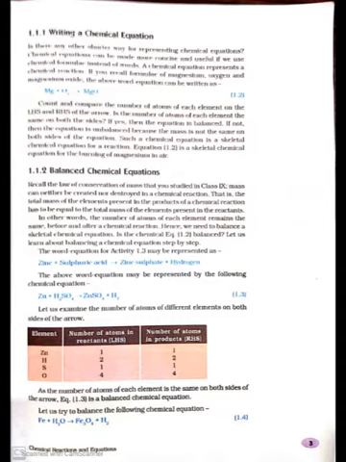Such a chemical equation is a skeletal chemical equation for a reaction. Equation 1.2 is a skeletal chemical equation for the burning of magnesium in air.